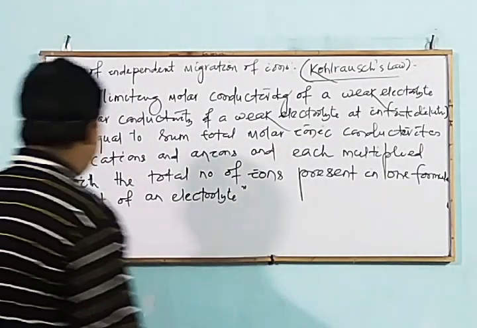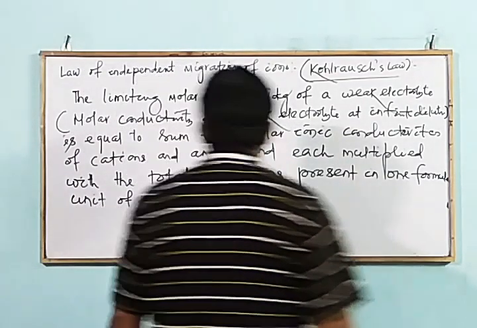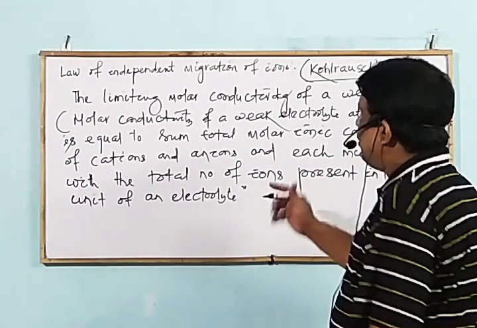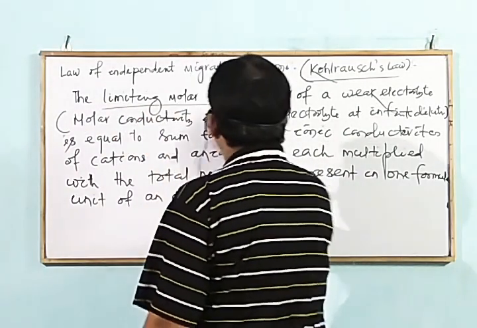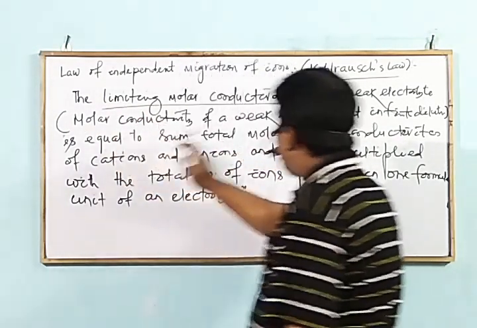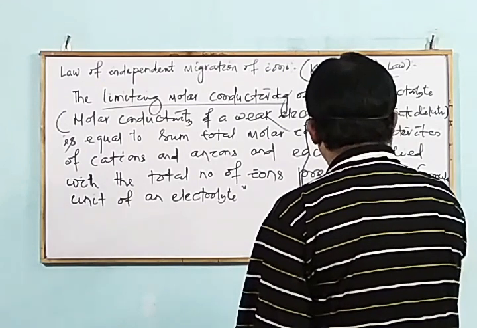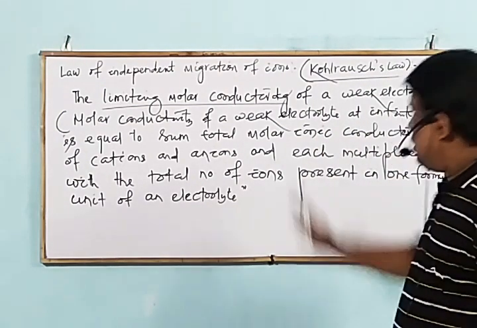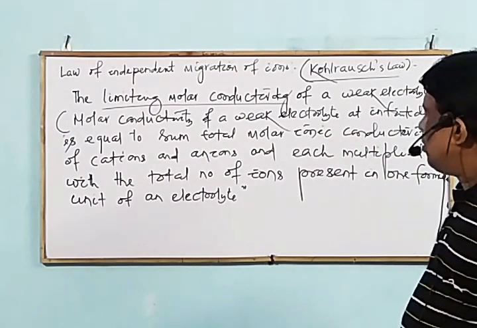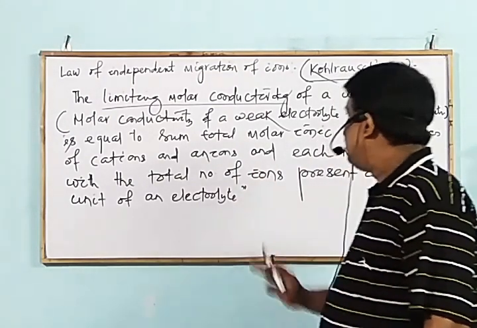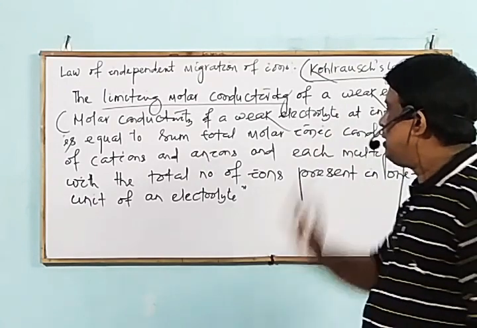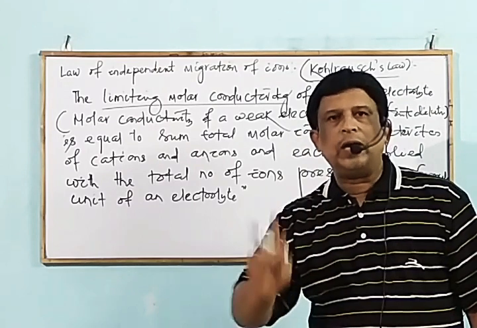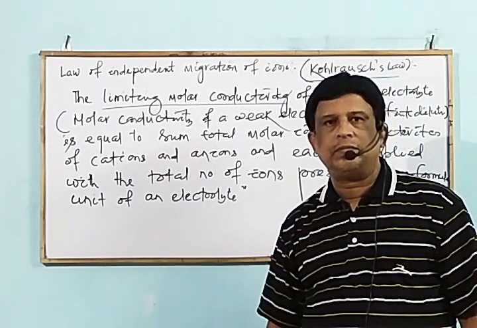Mark that. This law says that the limiting molar conductivity of a weak electrolyte, what do you mean by limiting molar conductivity? It means the molar conductivity of a weak electrolyte at infinite dilution is equal to the sum total of the molar ionic conductivity of cation and anion, each multiplied by the total number of ions present in one formula unit of an electrolyte.